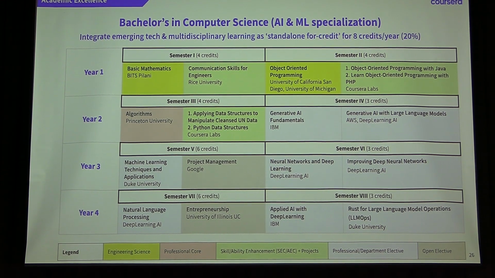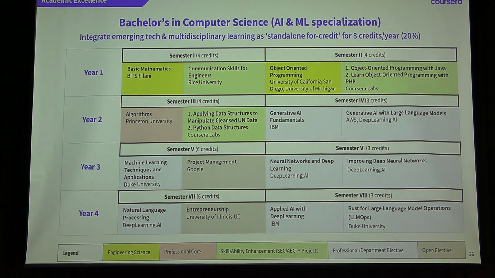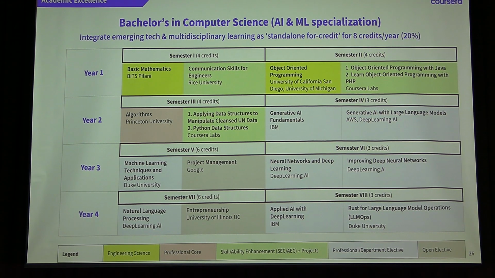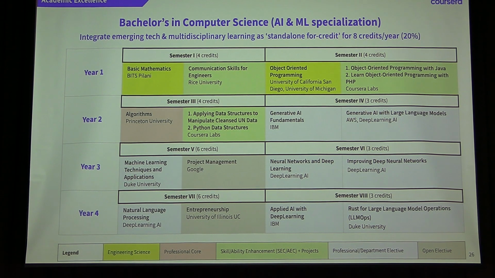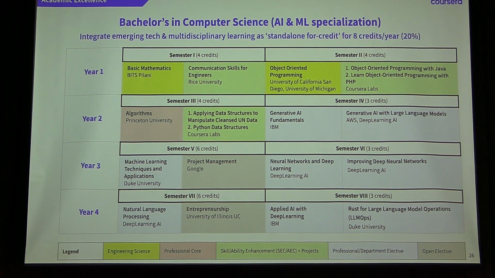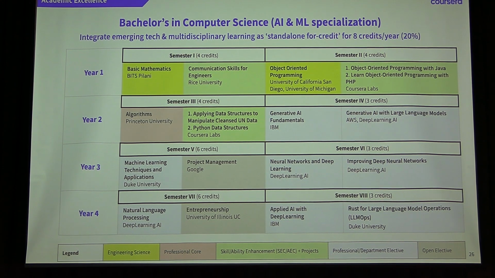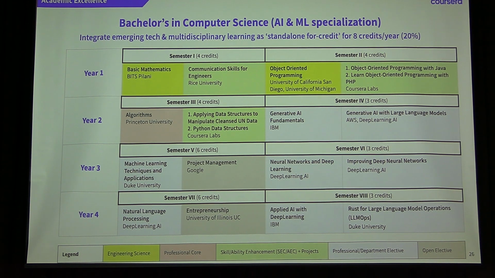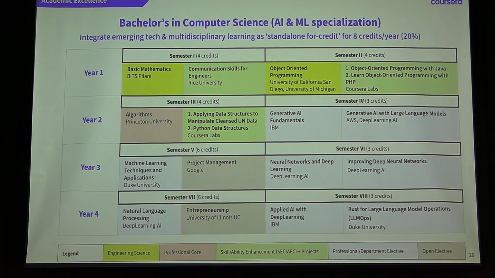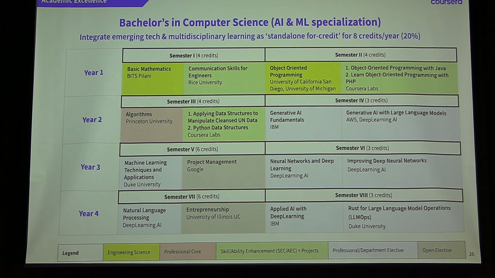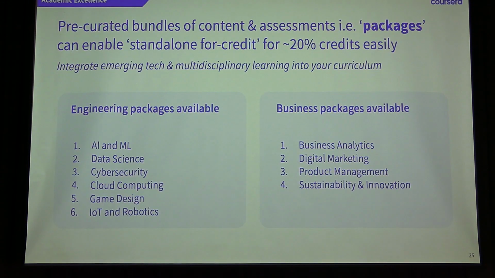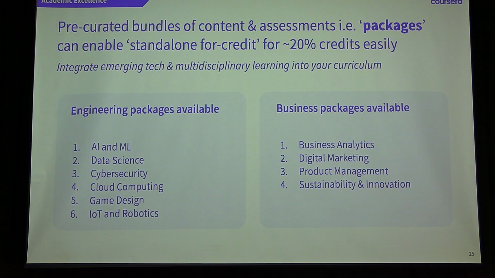You'll also see in year 4 entrepreneurship, right? The idea is that for this computer science student, if they want to work in a startup, if they're thinking about multidisciplinary learning, this is a course from University of Illinois at Urbana-Champaign, and that becomes a possible way to do it. It's an open elective that we are thinking about. So this is just a double click on one example, a bachelor's in computer science with AI and ML specialization. And Bibin, if you go back one slide, that's the first one that we showed, AI and ML.